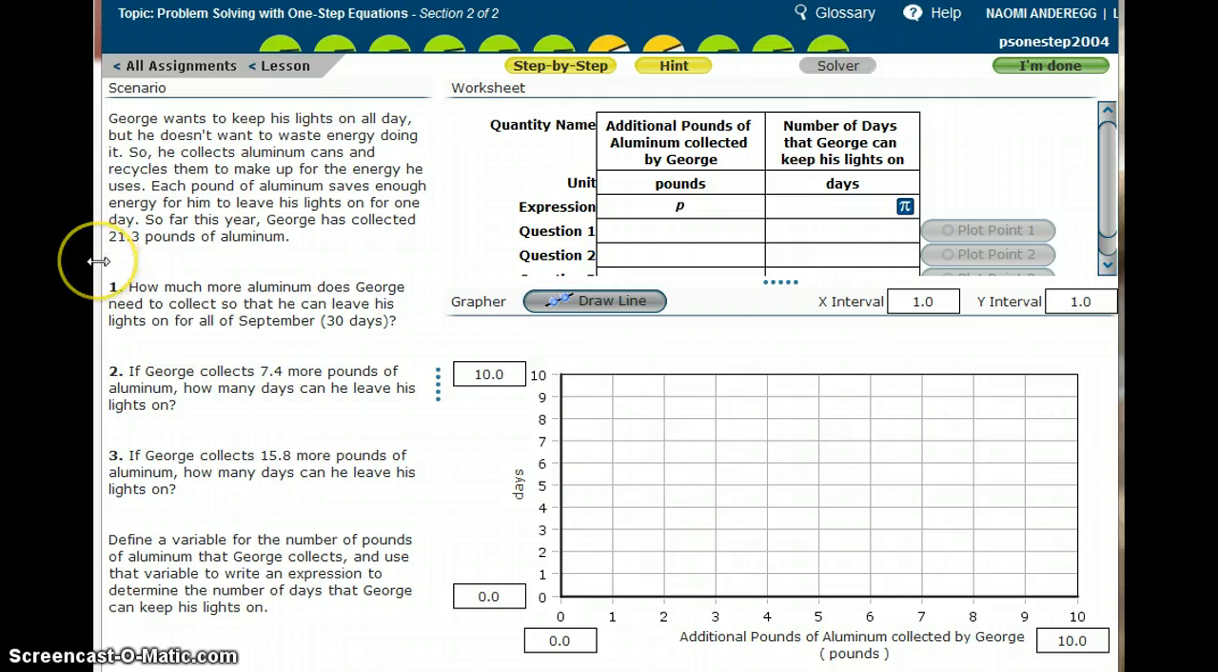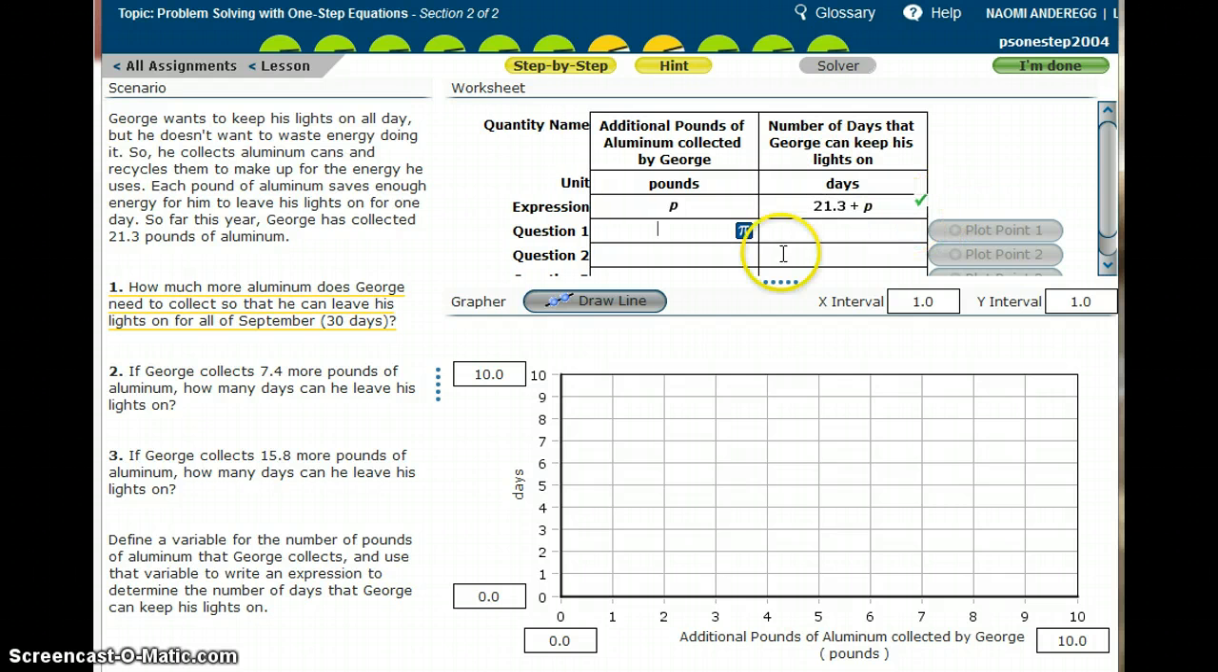So it's going to be 21.3 for the number of days that he already has, plus, for each pound, he earns an additional day. So 1 more pound, we'd add 1. 2 more pounds, we'd add 2. 5 more pounds, we'd add 5, and so on. So I'm just going to have 21.3 plus P as my expression.